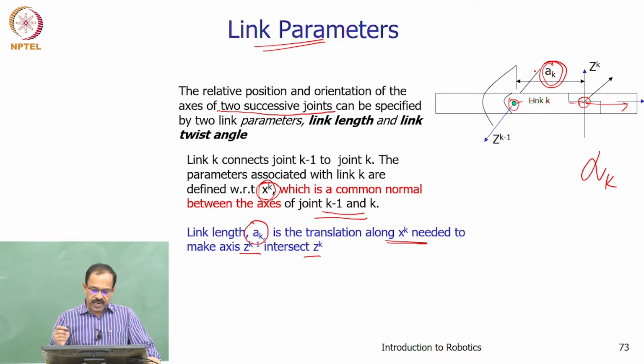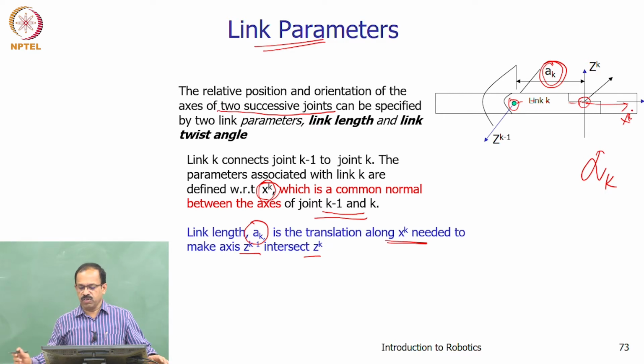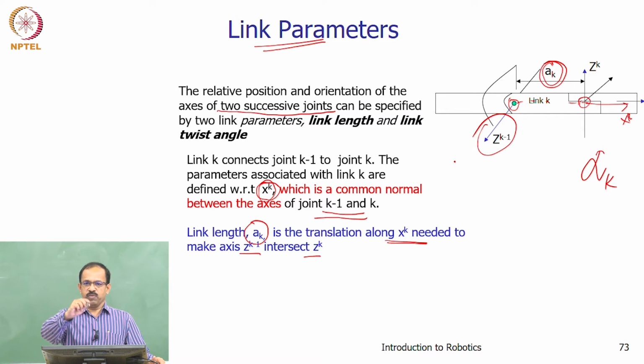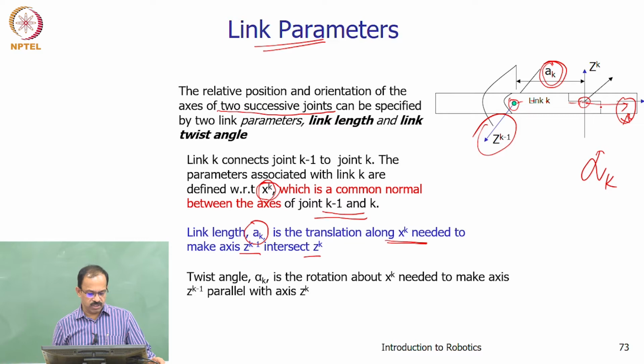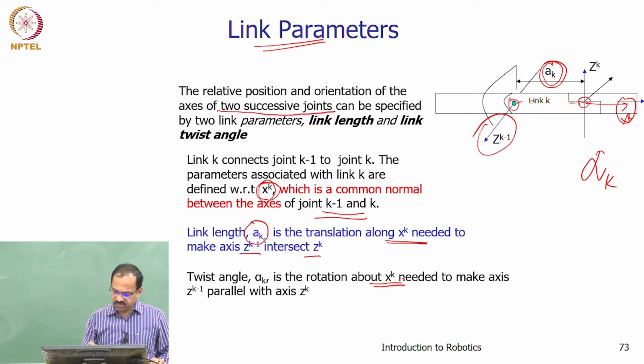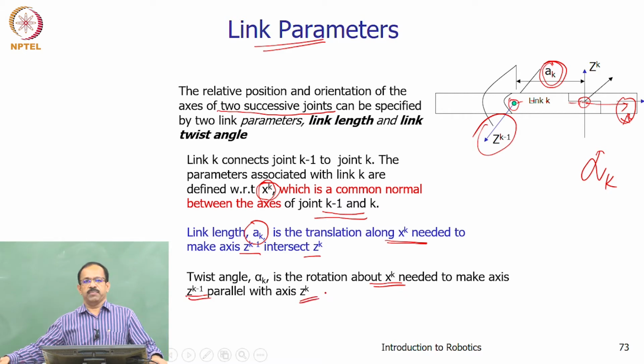And the twist angle is again measured with respect to xk. What is the rotation of zk minus 1? How much it has to be rotated to make it vertical, in this case, with respect to xk, is basically the twist angle. So, the twist angle alpha k is the rotation about xk needed to make zk minus 1 parallel to zk.